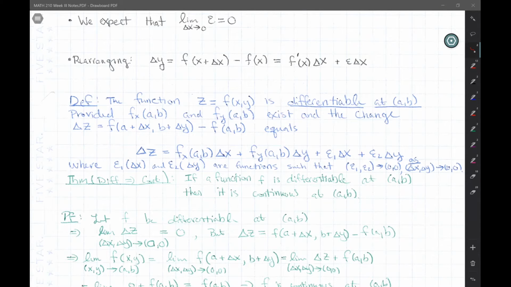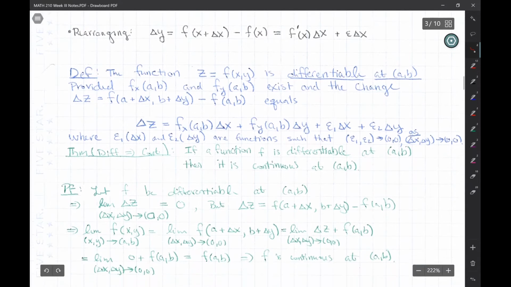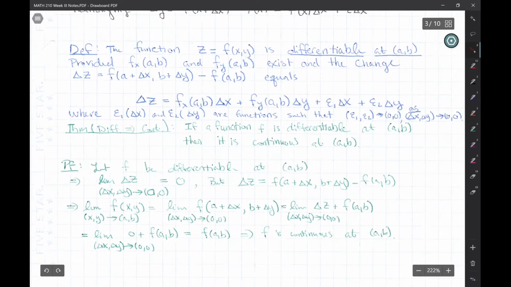So what did we buy ourselves with this definition of differentiability? This theorem, okay? If a function is differentiable, it should be continuous, and that's pretty intuitive. I mean, we have that from Calc 1. So if a function is differentiable, it should at least be continuous, right? So here we have differentiability implies continuity, and here's the proof of that.